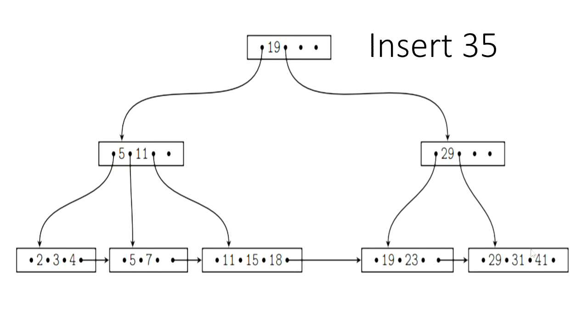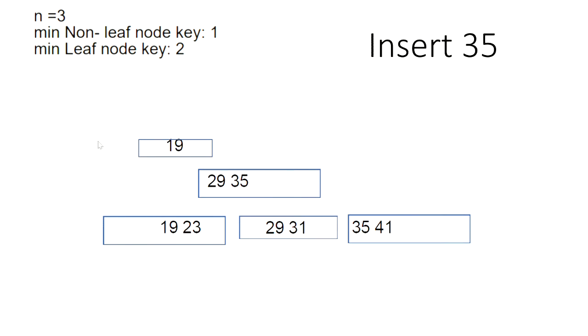But since we said n is equal to 3, if we try to add another element, it would be overflow. So we're going to split it. We're going to split 29 and 31, and then 35 and 41. Since we have a new node, which is 35 and 41, we're going to be adding 35 right next to 29. So this is what I've done.